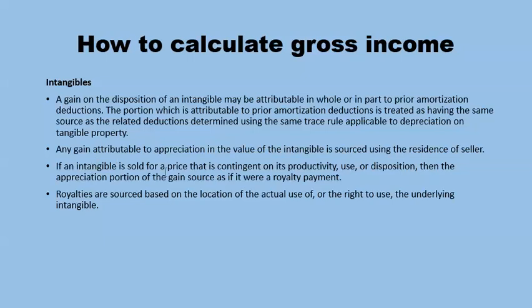If an intangible is sold for a price that is contingent on its productivity, use, or disposition, then the appreciation portion of the gain is sourced as if it were a royalty payment. Royalties are sourced based on the location of actual use of, or the right to use, the underlying intangible.